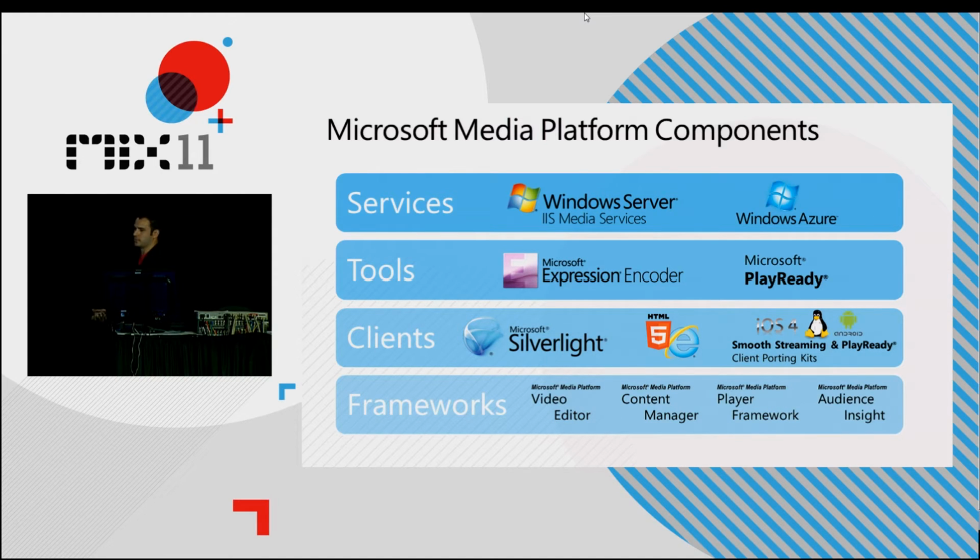So our smooth streaming technology, which is our HTTP-based adaptive streaming technology, is not just limited to delivery to Silverlight. We actually offer a smooth streaming porting kit that can be used to deliver smooth streaming natively to iOS devices, Android devices, Linux devices, and so on. And the same goes for PlayReady. We also offer a client porting kit for PlayReady, which allows you to natively decode and decrypt protected content on non-Windows, or non-Silverlight, should I say, clients. And so that's really become an increasingly important option.